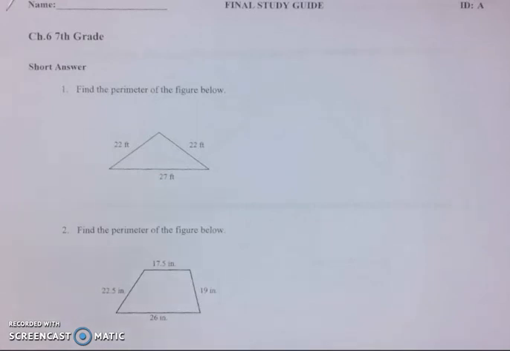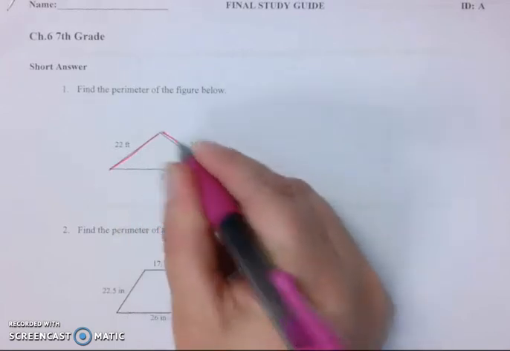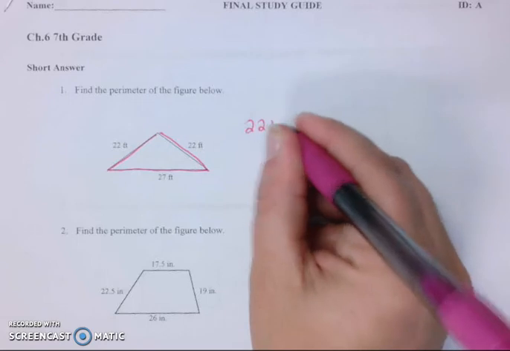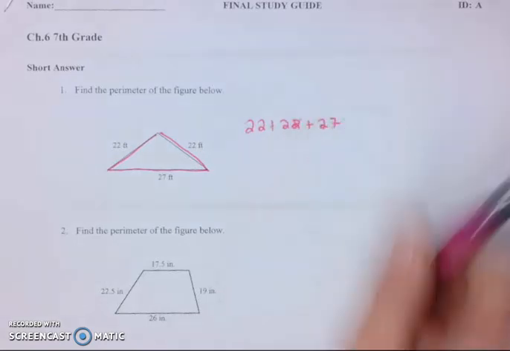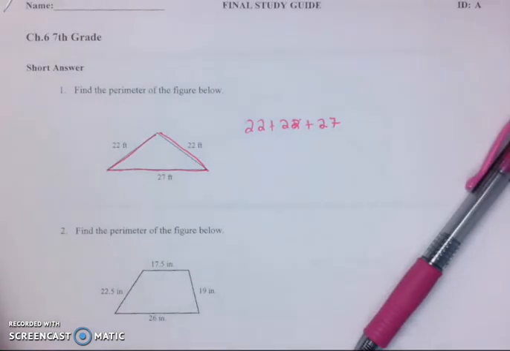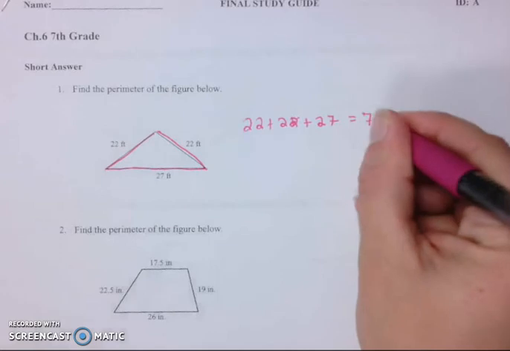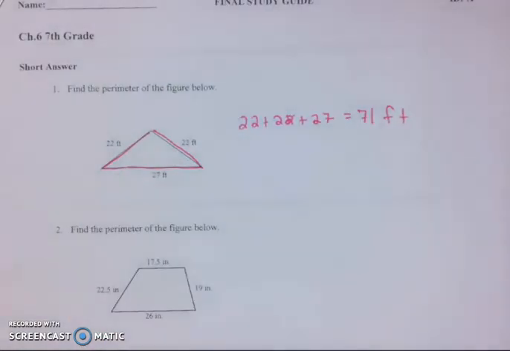So, finding perimeter. Remember, perimeter is the distance along the outsides. All you need to do is add up the 22 side plus 22 plus the 27. And don't forget your units. Add those together, you get 71 feet. Perimeter is distance, so it's just feet.